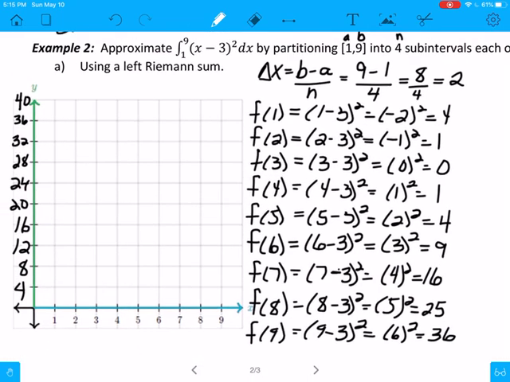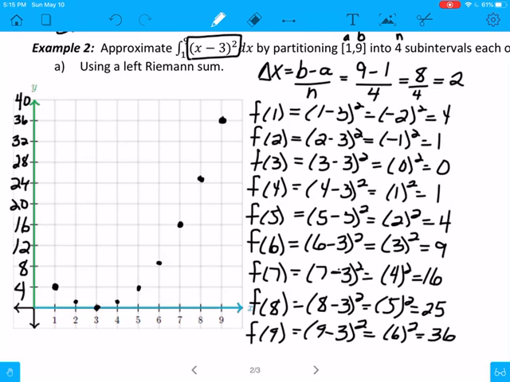Okay, then I'm going to plot my points. So I have 1 and 4 as my first point, 2 and 1, 3 and 0, 4 and 1, 5 and 4, 6 and 9, 7 and 16, 8 and 25, and 9 and 36.